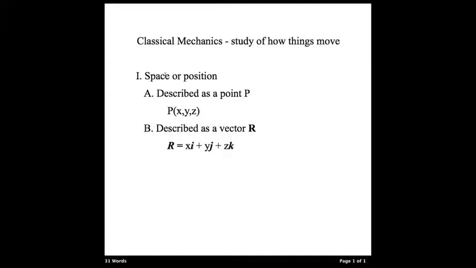Space can hold a reference frame in which we can place objects and describe their position, or of which position can be described with a point P and with three components, x, y, z, or if you're in a two-dimensional axes, x and y. It can also be described as a vector, starting from the point of origin of your reference frame to your point P.